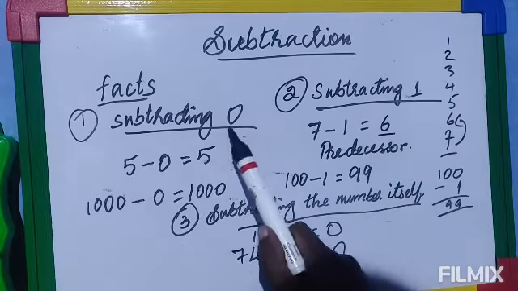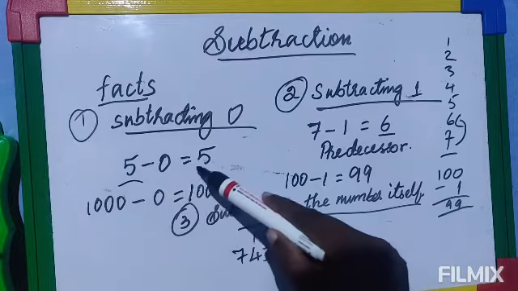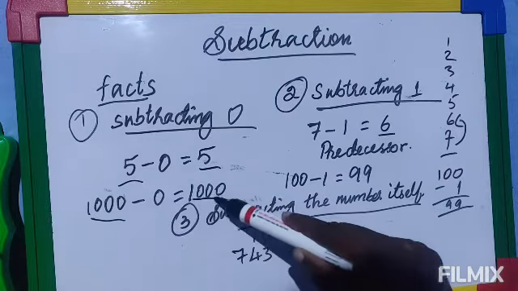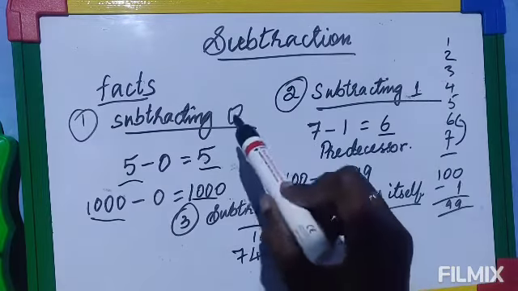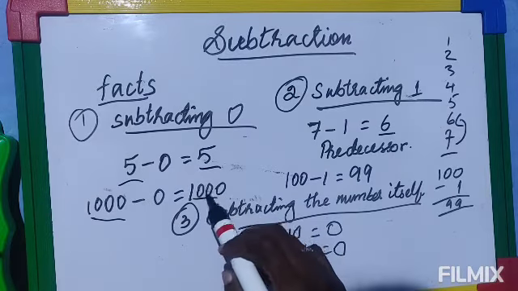If you subtract 0 from any number, you will get the same number as the answer. Here 5, the answer is also 5. 1000, the answer is also 1000. So if you subtract 0 from any number, you get the same number.